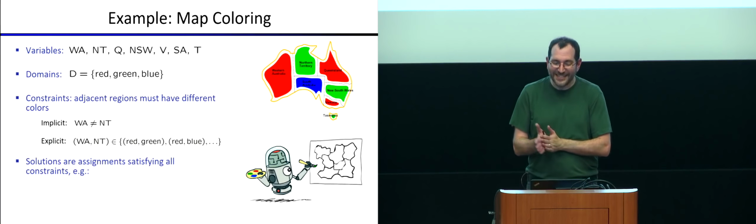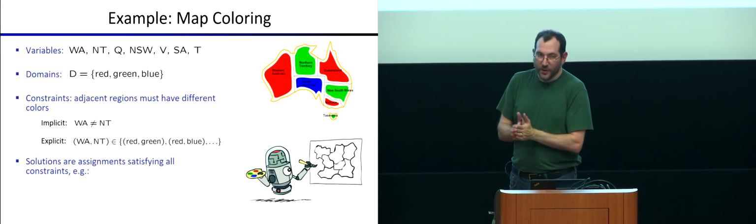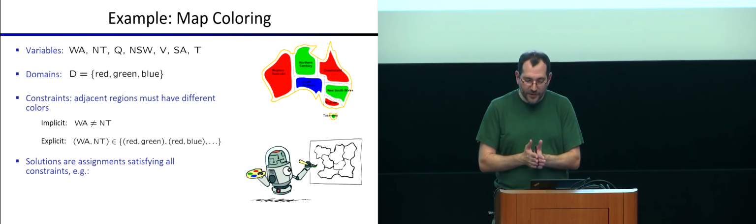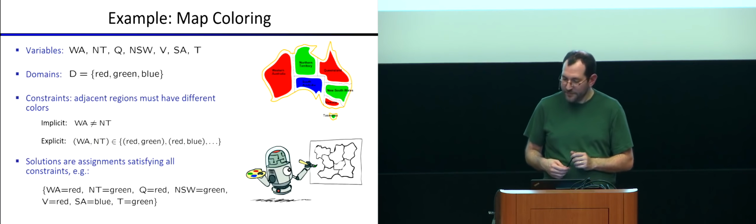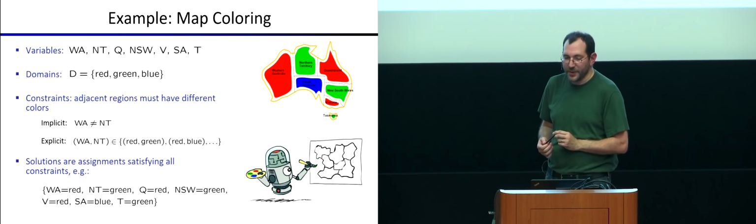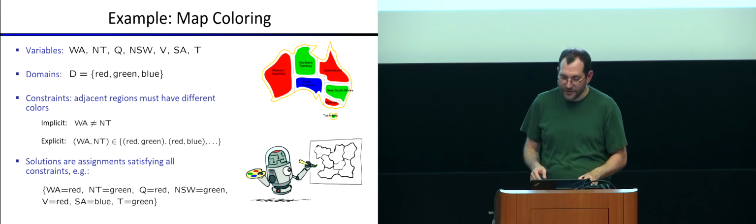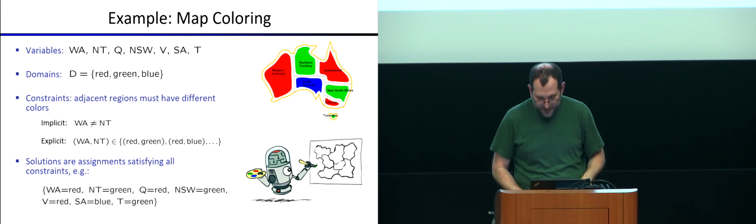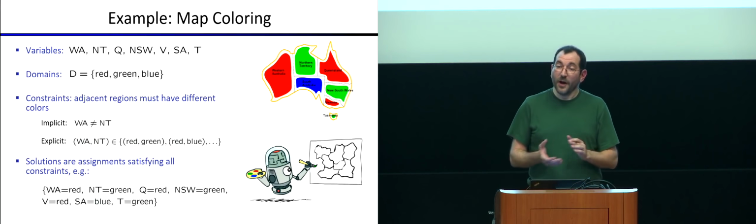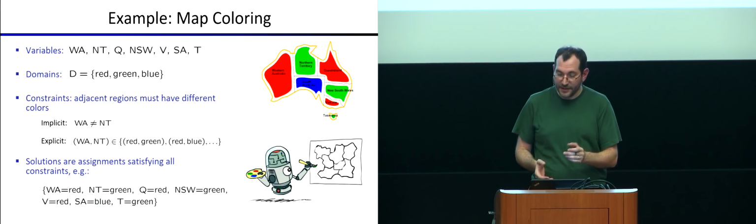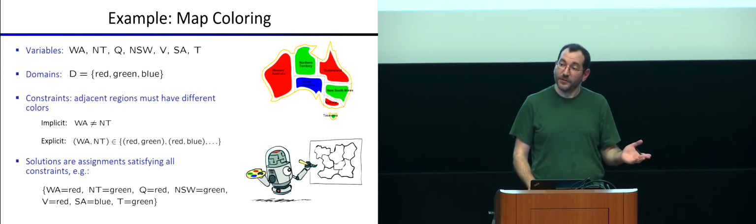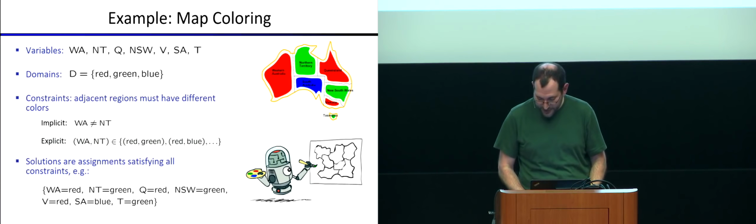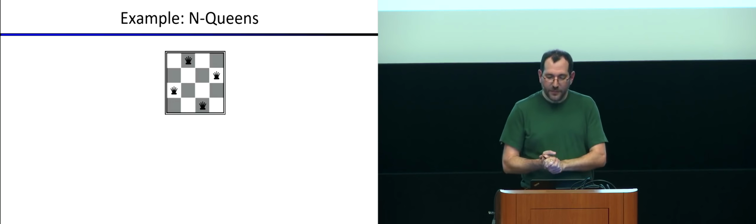A solution is an assignment where every variable takes on a value in the domain that satisfies all the constraints. So here's one. This is the one that's in the picture as well. Western Australia is red, Northern Territory is green, Queensland's red, New South Wales is green, and so on. There are other solutions. This isn't the only one. In general, in CSPs, we're asking the question, find me a solution. There may be a lot. In general, if there's one, there's going to be a lot. There's often exponentially many.